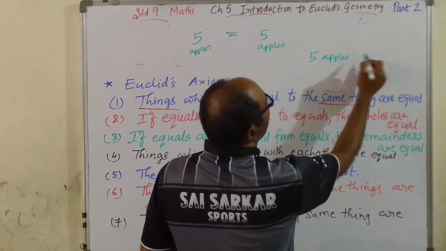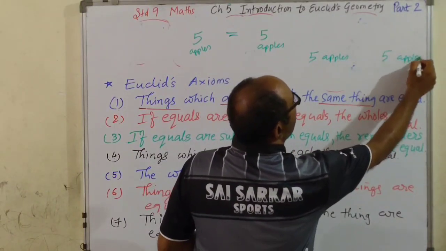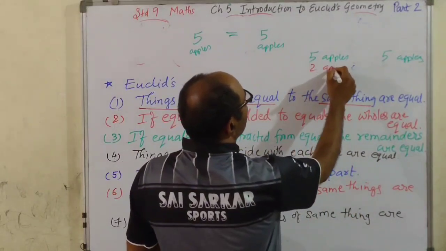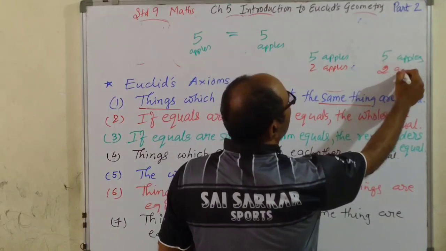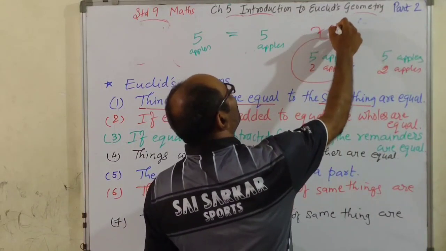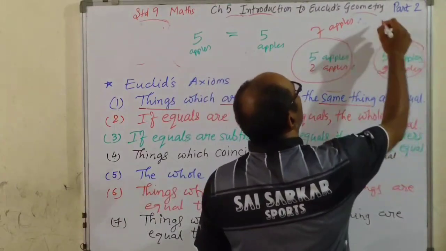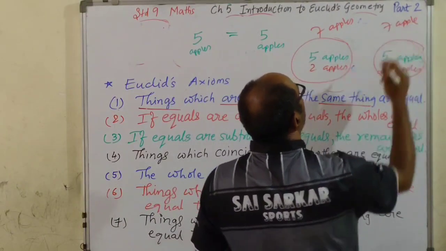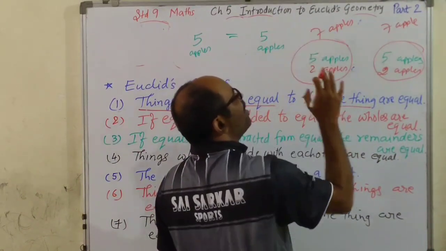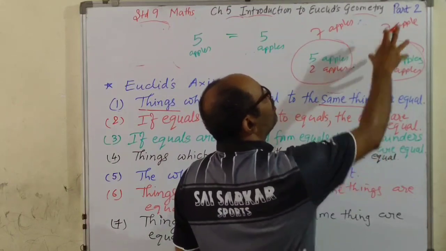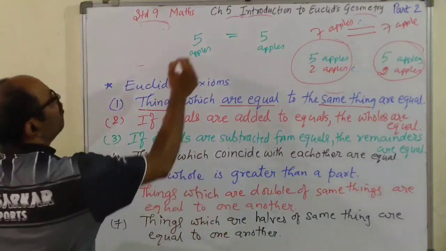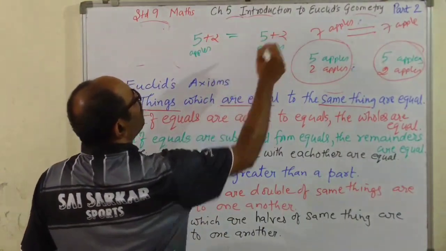But now what do I do? In this 5 apples and in this 5 apples, I'm adding 2 apples to both. So now what becomes the whole? The whole becomes 7 apples. Here also the total becomes 7 apples. So if 2 apples are added to 5, the whole is 7 apples. They are also equal. Yes. 5 plus 2 will be equal to 5 plus 2.